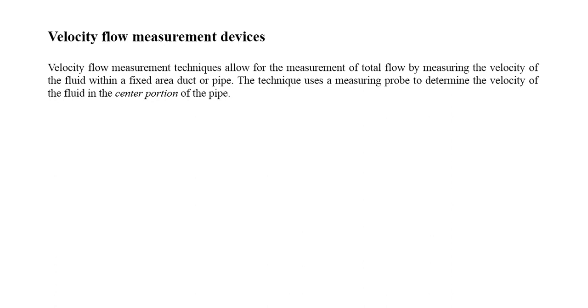Then we have velocity flow meter devices. Now, velocity flow meter device techniques allow you to measure total flow rate by measuring the velocity of the fluid at the exact point. The technique used is a measuring probe to determine the velocity of the fluid at the center portion of the pipe.